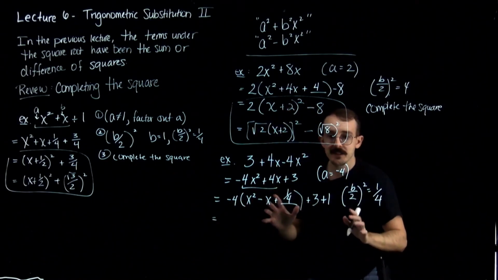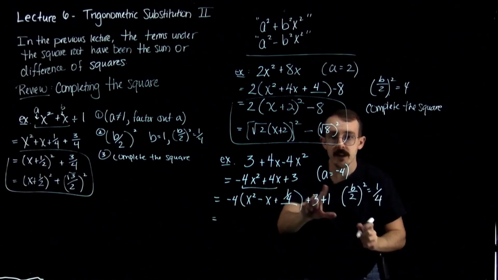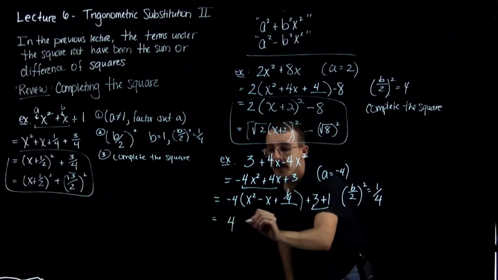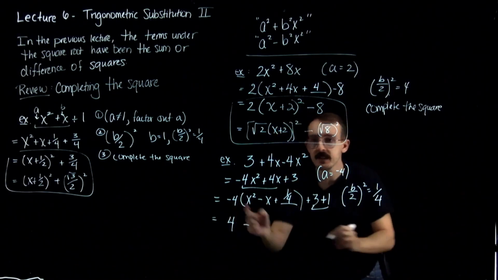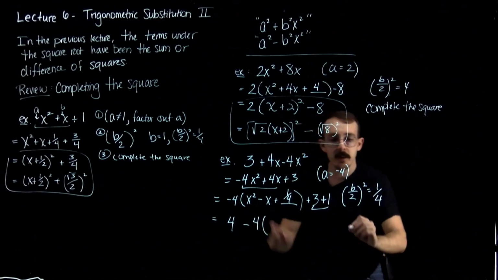I'm going to rearrange this. This is 4 right here, the constant. It's 4. That's one term. And then minus this 4. And I'm going to complete the square.